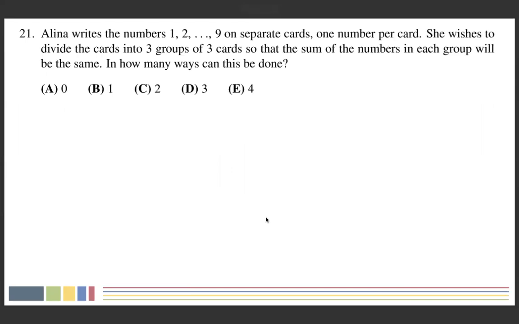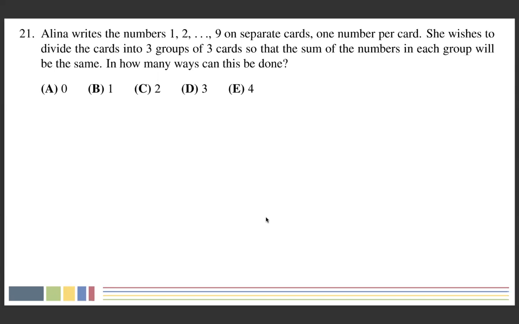Okay, this is the 2023 AMC 8 problem number 21. Alina writes the numbers 1 through 9 on separate cards, one number per card. She wishes to divide the cards into 3 groups of 3 cards so that the sum of the numbers in each group will be the same. In how many ways can this be done?